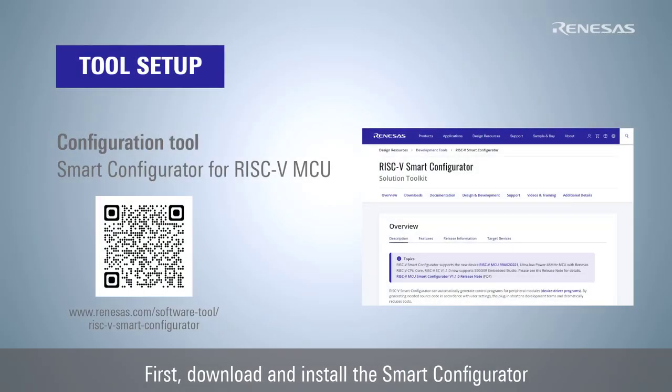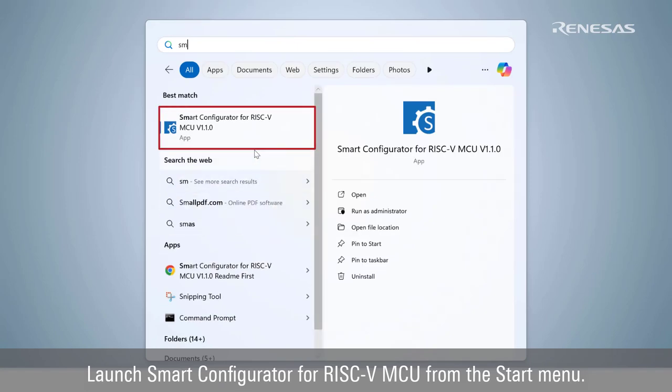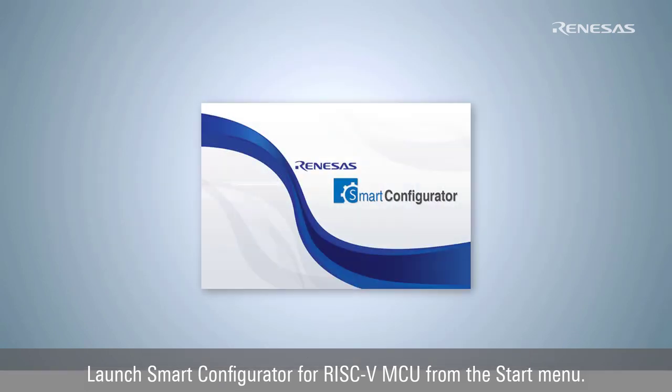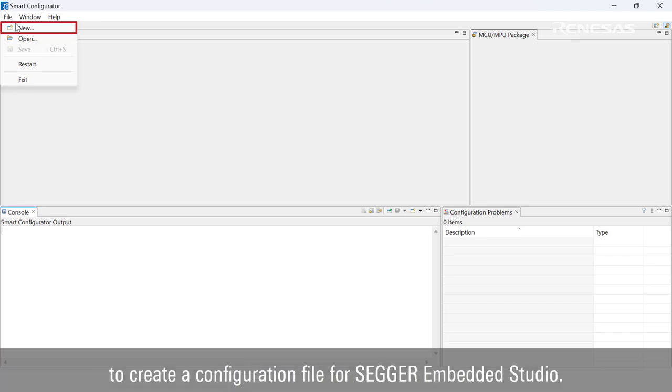First, download and install the Smart Configurator and SEGGER Embedded Studio for RISC-V MCU. Launch Smart Configurator for RISC-V MCU from the Start menu. Select File, New to create a configuration file for SEGGER Embedded Studio.